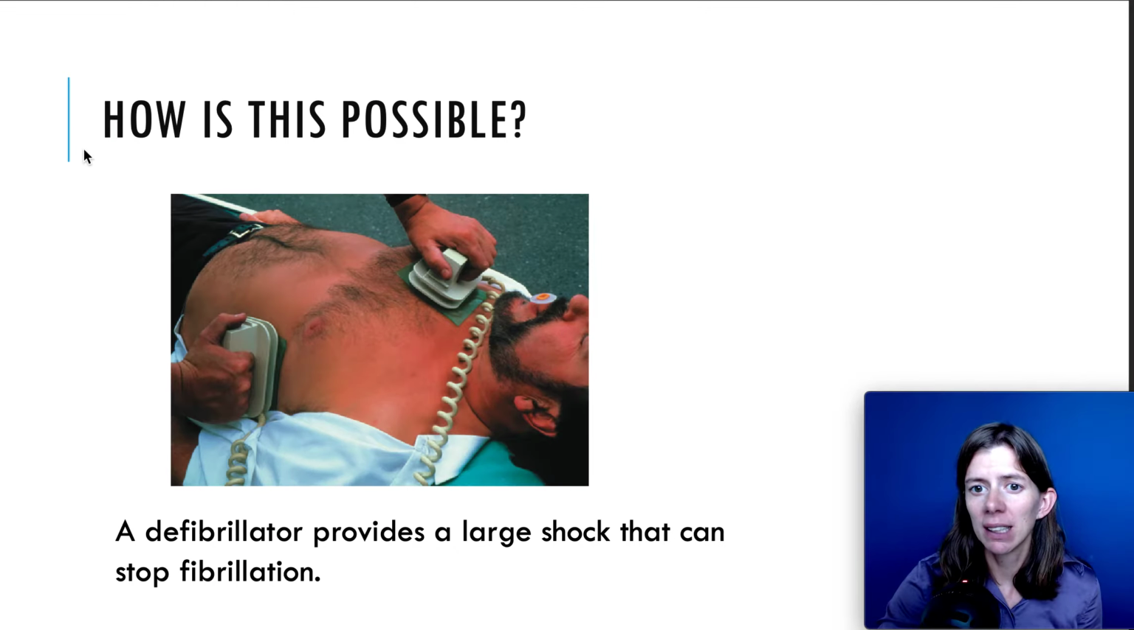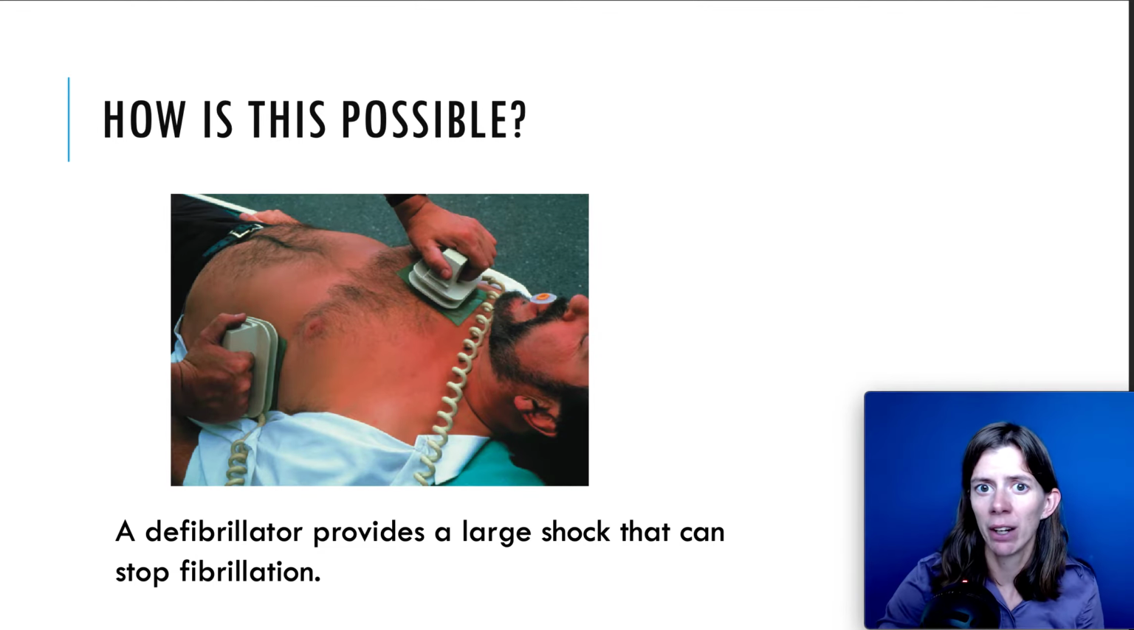We've already seen this question in a previous video where I was asking how is it possible that a defibrillator provides a large shock that can stop fibrillation. And basically the defibrillator has a capacitor in there and it can release that energy very quickly and also in a controlled way when you combine that capacitor with a resistor within the circuit.